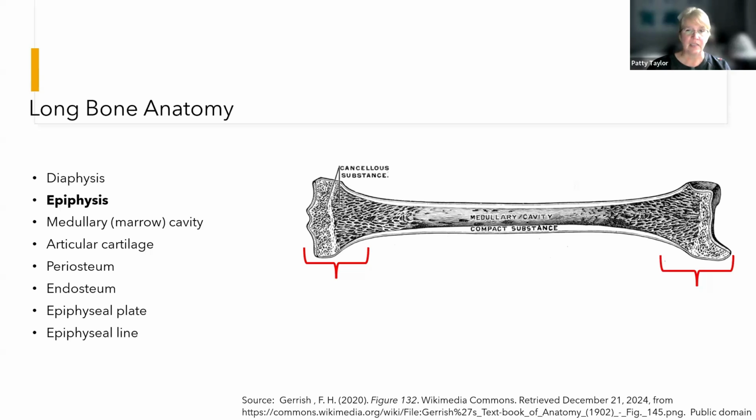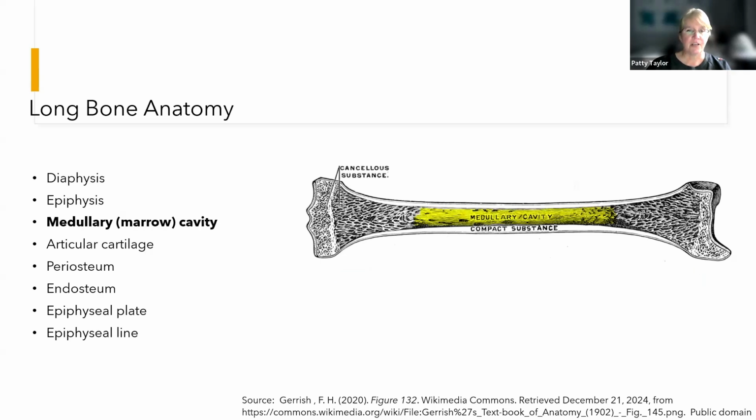If you take a look at the inside here on the pictures, it looks like some spongy bone is common in the ends. They call it cancellous substance in this picture, but it's spongy bone. You'll also notice there is a growth plate on either end of the bone in the epiphysis. Our long bones grow from growth plates or epiphyseal plates found in the epiphyses.